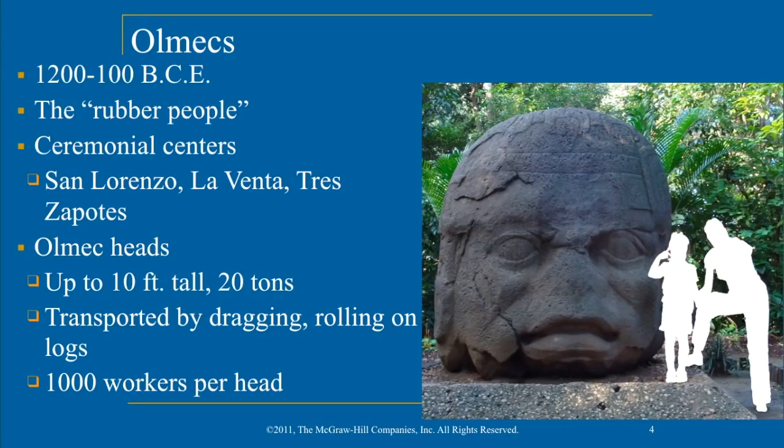We know that the Olmecs did not have many beasts of burden, as they would be called, animals to transport these Olmec heads. They were more than likely carved in the form of the faces of their rulers, probably to denote the significance of the rulers. Think of a statue today we have maybe of George Washington or Abraham Lincoln. They would be transported by dragging or rolling on logs.